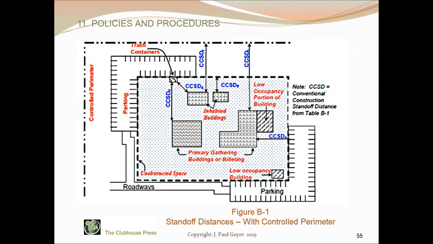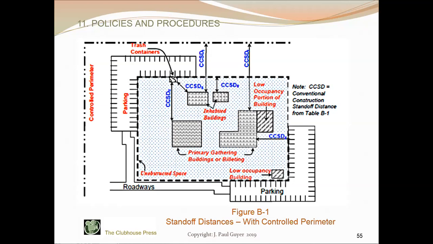And the conventional construction standoff distances from table B1 are what are illustrated here in this sketch of a facility with a controlled perimeter, a fence around it. But in this illustration, there is parking within the control perimeter. So if your building is constructed of conventional construction, there are different types of buildings that might be there: the primary gathering buildings or housing buildings, or inhabited buildings but not primary gathering or housing. So this would be an office building or a shop, something like that. And then you have low occupancy portions of a building, a storeroom, things like that.